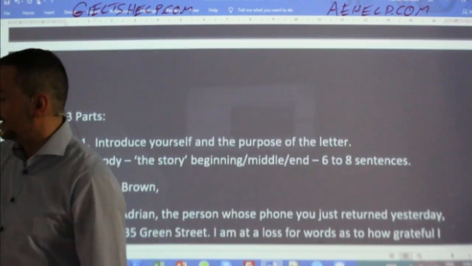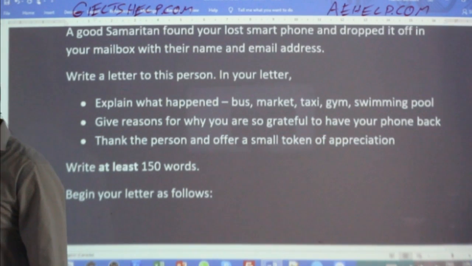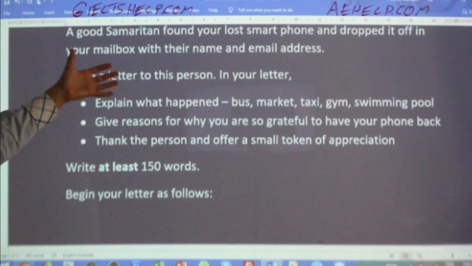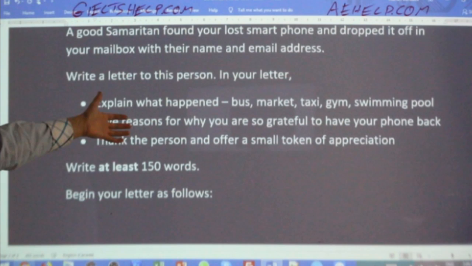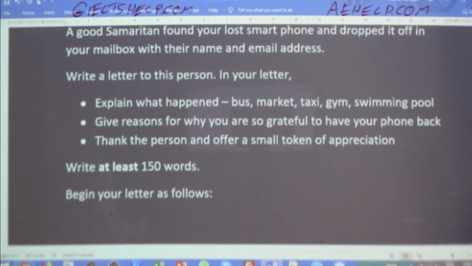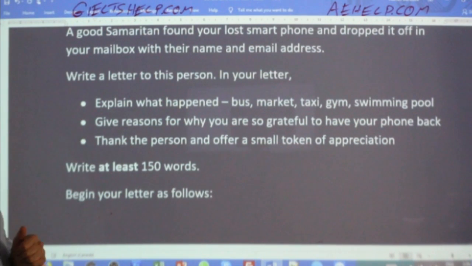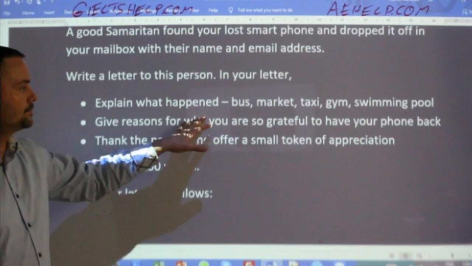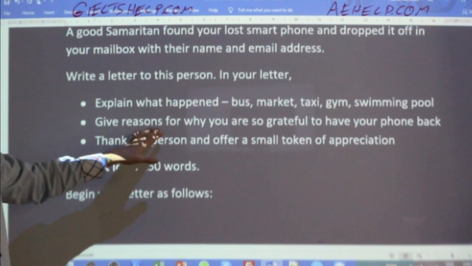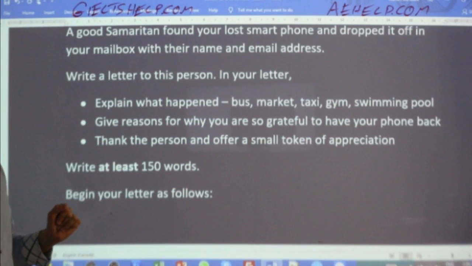Finish your ideas. Okay, at this point, take a look at the question, see what's happening, make sure that you're not missing any part of the original question. Okay, you're doing good. Let's see if we're missing anything and then target that. So, what happened? We talked about it. Give reasons for why I'm so grateful. I just talked about that, or I just wrote about that.